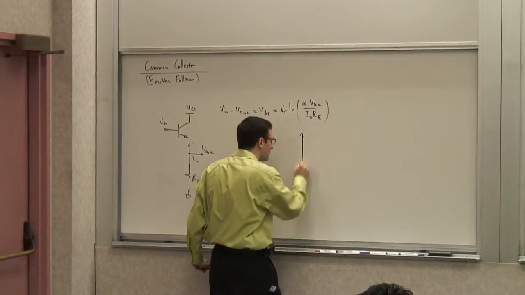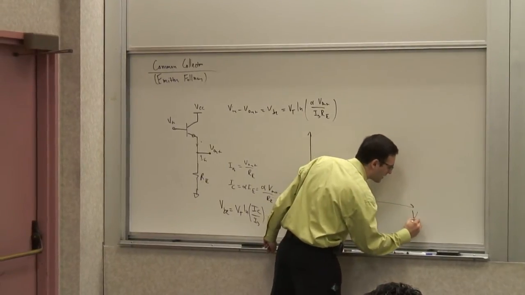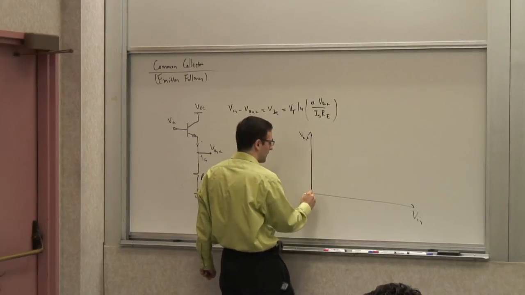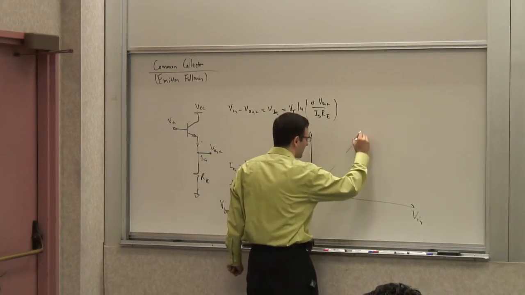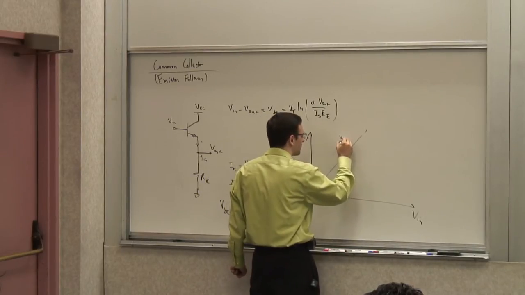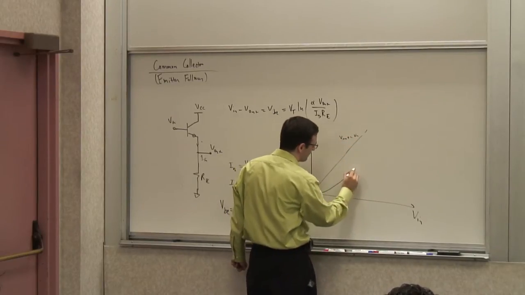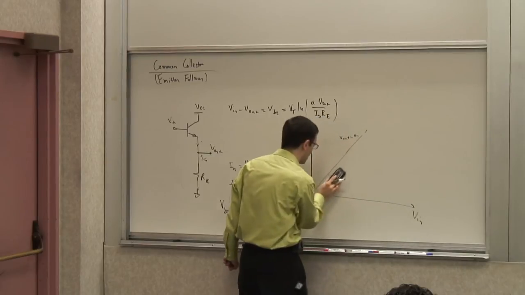If I were to determine the large signal transfer function, in other words VIN versus VOUT, it looks like this. If this were the VOUT equals VIN line, it kind of looks like that. Even if this is too exaggerated.